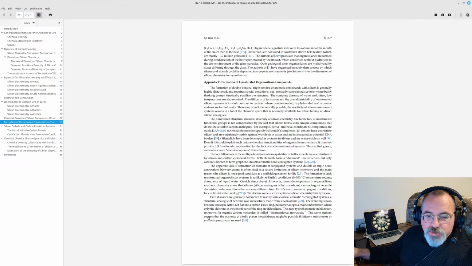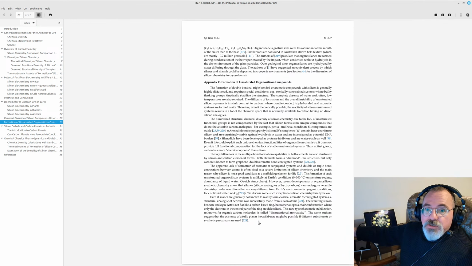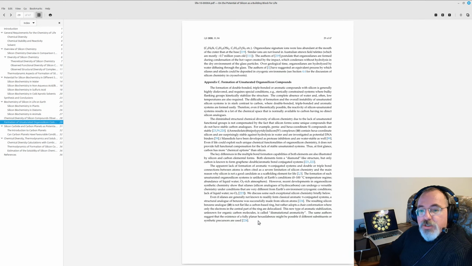The same authors suggest that the existence of a fully planar hexasilabenzene might be possible if different substituents or synthetic precursors are used. I am reading here that there is a considerable potential for research into this kind of area.